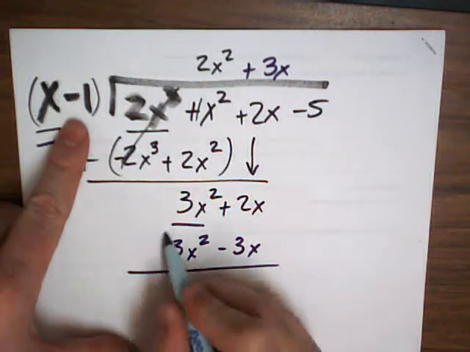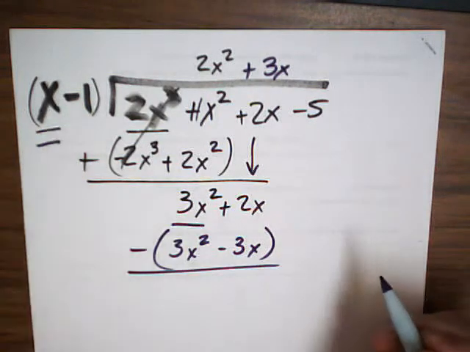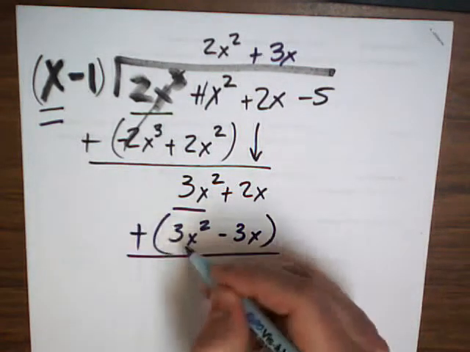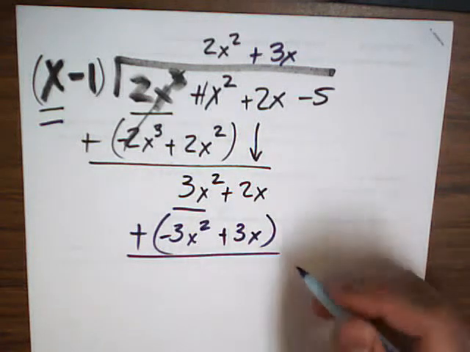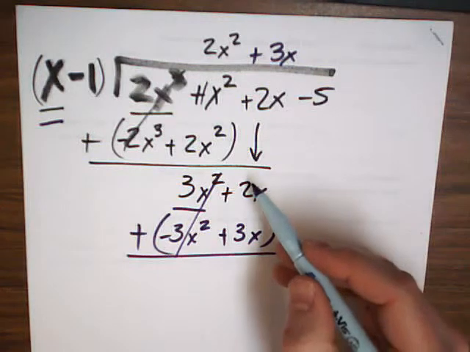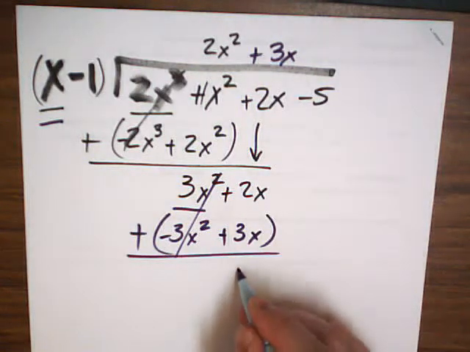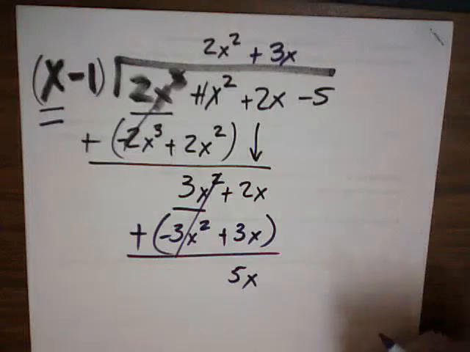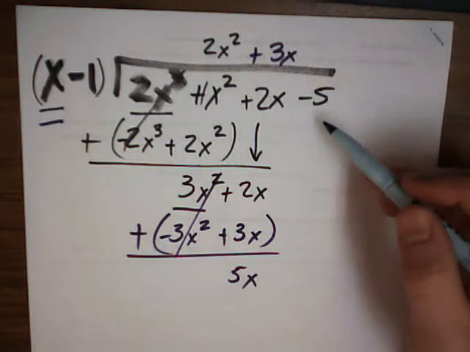Remember, you're going to subtract these, right? And I'm going to change all the signs. That cancels like it's supposed to. 2x plus 3x is 5x. You might as well just go ahead and bring that negative 5 down, right?